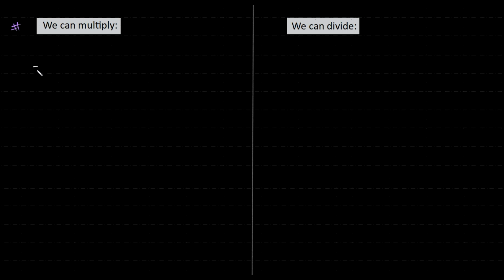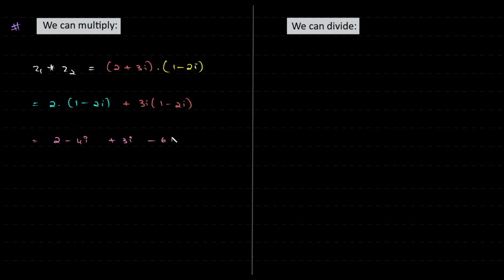Then we can multiply as well. So let's take z1 cross z2. Say z1 is 2 plus 3i and z2 is 1 minus 2i. Something like this. So basically we have 2 times 1 minus 2i plus 3i times 1 minus 2i. So this is basically 2 minus 4i plus 3i minus 6i square.